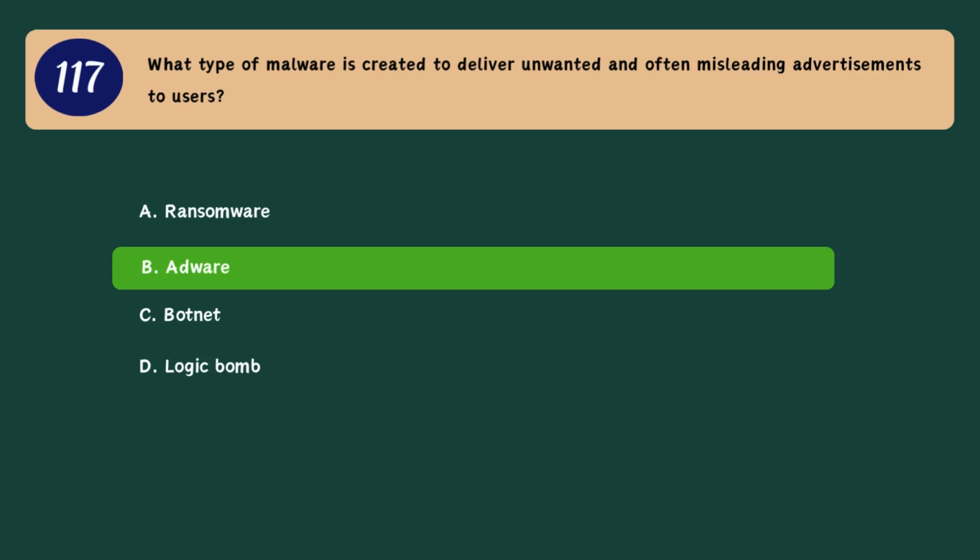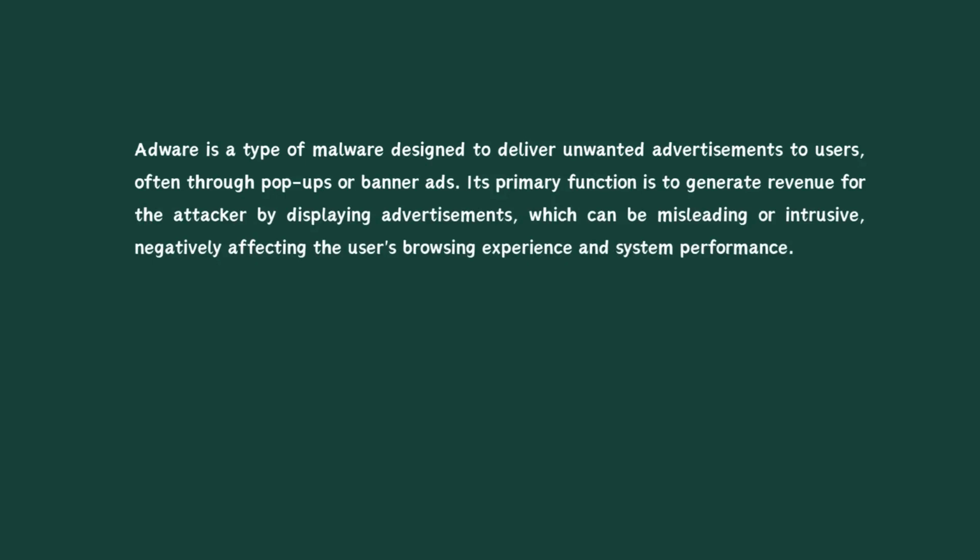Correct answer: B. Adware. Adware is a type of malware designed to deliver unwanted advertisements to users, often through pop-ups or banner ads. Its primary function is to generate revenue for the attacker by displaying advertisements, which can be misleading or intrusive, negatively affecting the user's browsing experience and system performance.